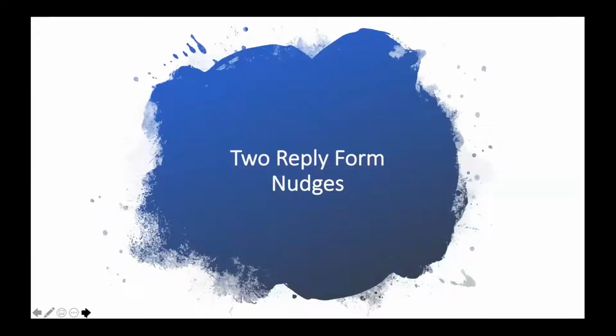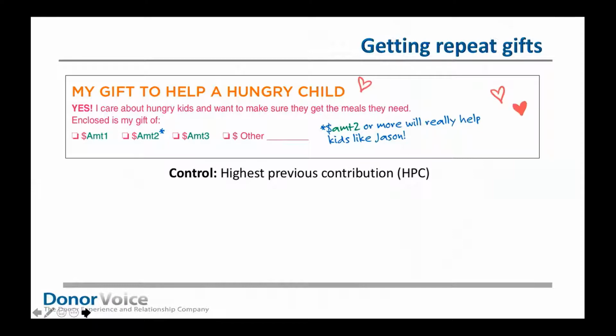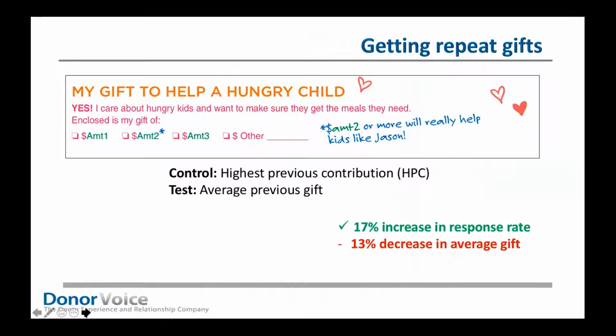Right. If we have a couple of minutes, I'd like to share these two reply form nudges. The first one focuses on the ask arrays. Usually ask arrays focus on previous highest contribution. But in the literature, there is evidence that with active supporters, what is really successful is showing them their average previous gifts. So we tested against this control version a version where the ask array was based on their average previous gift. And we noticed a 17% increase in response rate and a 13% decrease in average gift.